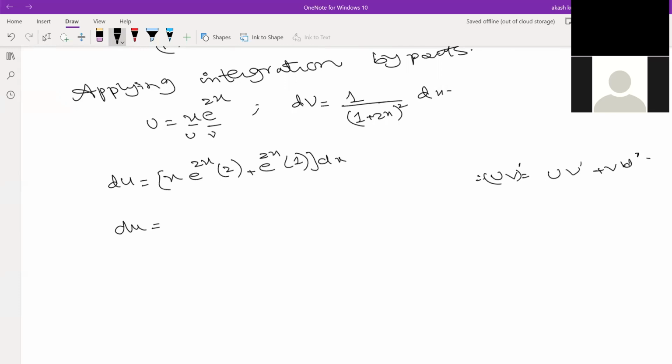So it has become 2x e raised to the power 2x plus e to the 2x dx. Why did I use the product rule here? Because u is equal to x e raised to the power 2x, so there are two functions, both multiplying, the x and e to the 2x, so I have to apply the product rule here because I am taking the differential of u. Okay.